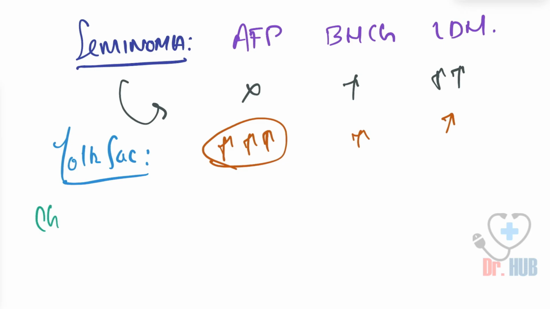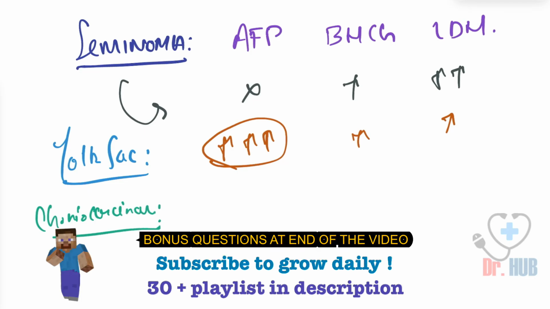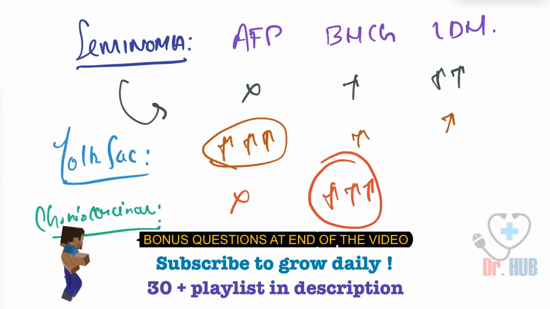Then we look at the choriocarcinoma. So what is the choriocarcinoma? Here the AFP is not there and it is negative. Beta HCG, if you see, it is significant. So in case of choriocarcinoma, the beta HCG is very significant. And the LDH is also little present.